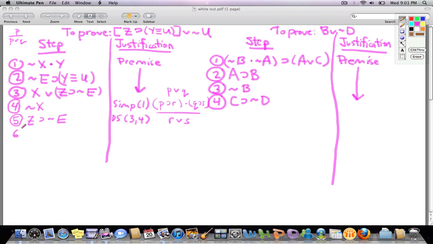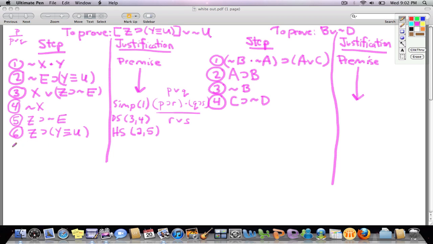Now, if we look at what we have in 5 and what we have in line 2, that fits perfectly for a hypothetical syllogism. Here and elsewhere, if you can't see what's coming, stop the tape, stop this video, and see if you can figure it out first before I write it in. What we get is if z, then y, if and only if u. That's hypothetical syllogism. Lines 2 and 5.